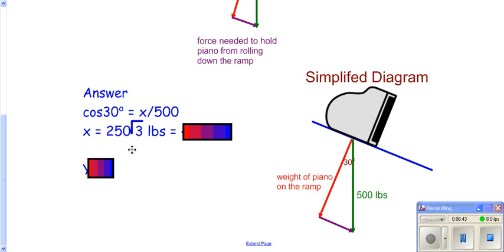So remember, cosine of 30 is √3 over 2. So you go √3 over 2 equals x over 500, solving it, and you get this. Now, the approximation of that is this here. If your ramp only holds 450, and it has 433 pounds from the piano on it, will it work? Yes, it will.